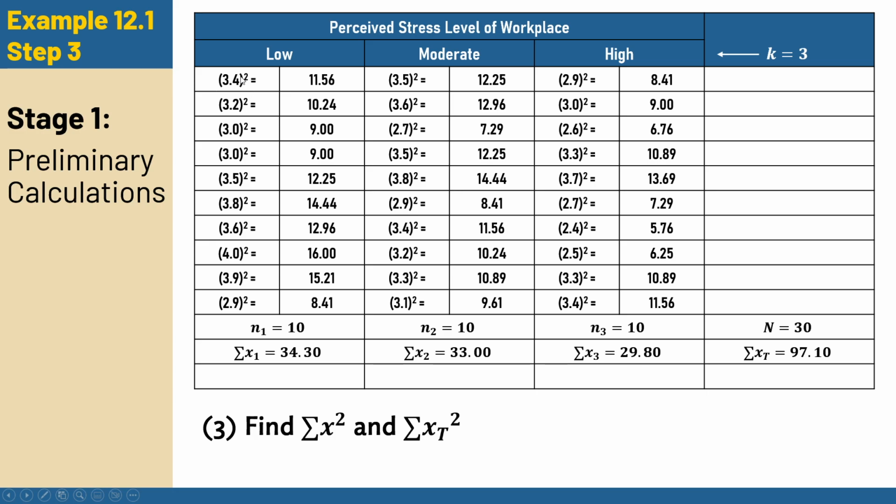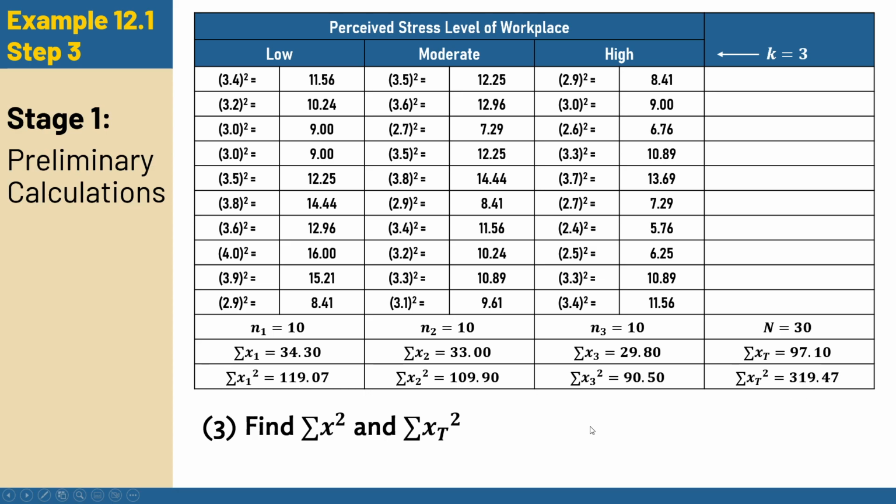So we need to actually square each individual one of these. So 3.4 squared is 11.56. 3.2 squared is 10.24. On and on and on. And then once we have all those values, we'll add those up. And that is what sigma x squared is. So here if we add up everything in this column, we'll get 119.07. We'll repeat that for the next two. And then we'll get our total right there.